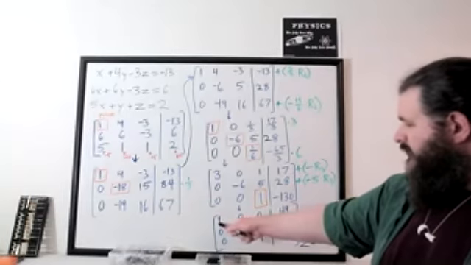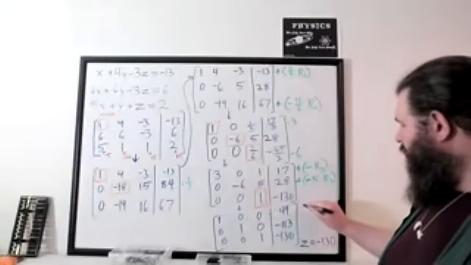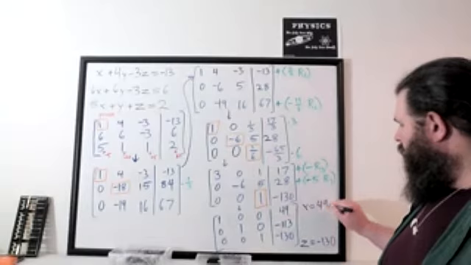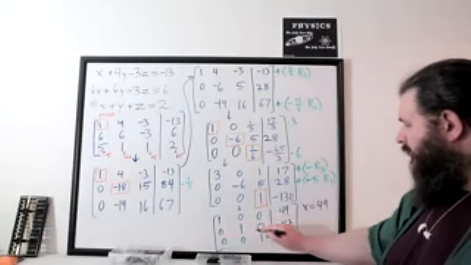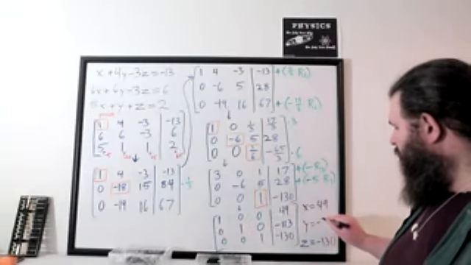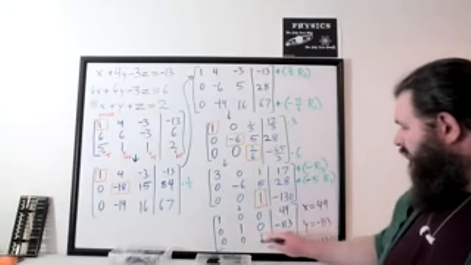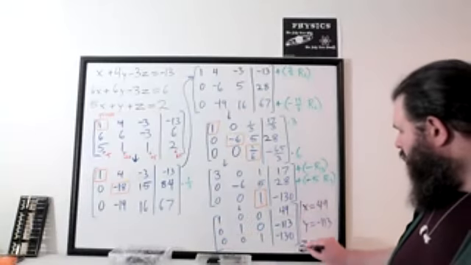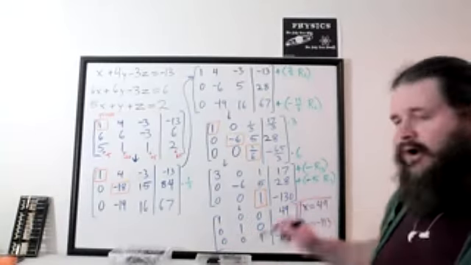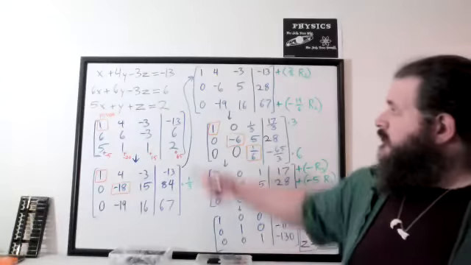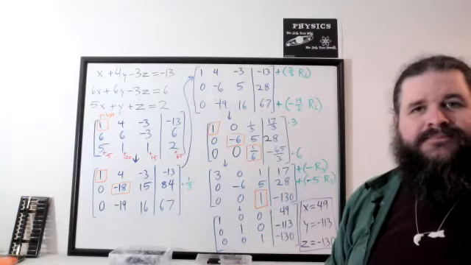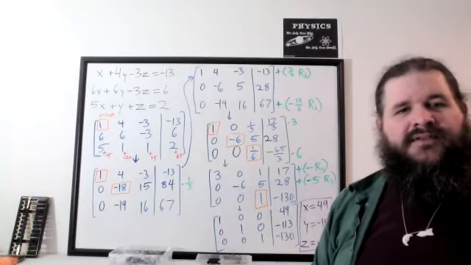First row, we translate as x plus nothing equals 49. Second row, we could translate as y plus nothing equals -113. And we already know that z is -130. So this should be the solution, the only solution to this original system of equations. Any questions on that so far?